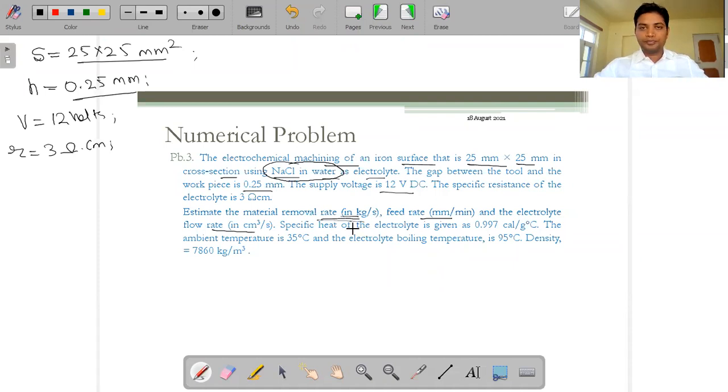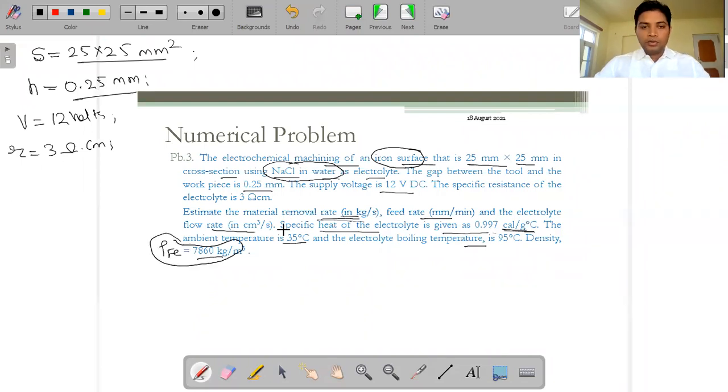The specific heat of the electrolyte is given to you, that is 0.997 calorie per gram degree centigrade. The ambient temperature and the electrolyte boiling temperature are given to you, and the density of the material. If it is an iron surface, the density of the iron is given to you. Please keep in mind that is rho Fe, the density of the iron.